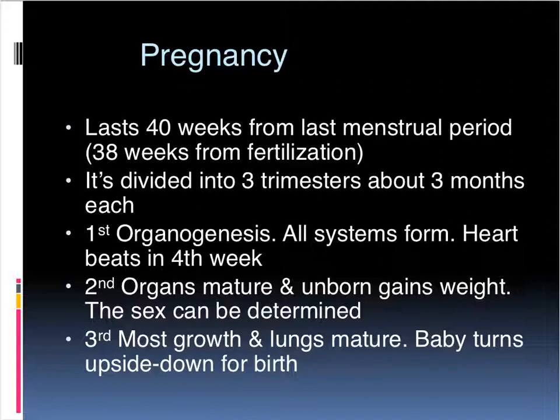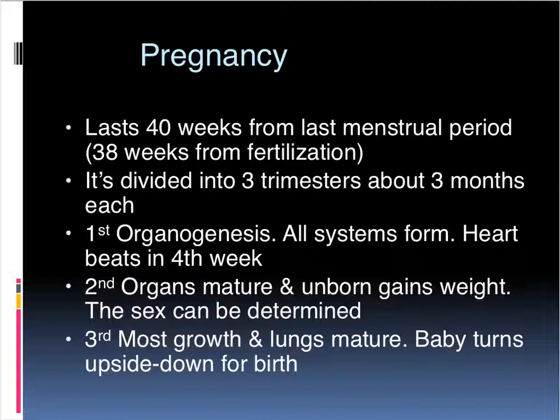Let's talk about pregnancy. Pregnancy lasts 40 weeks from the last menstrual period, or 38 weeks from fertilization. It's divided into 3 trimesters of about 3 months each. The first trimester is called organogenesis. All the systems form. The heart beats in the 4th week.